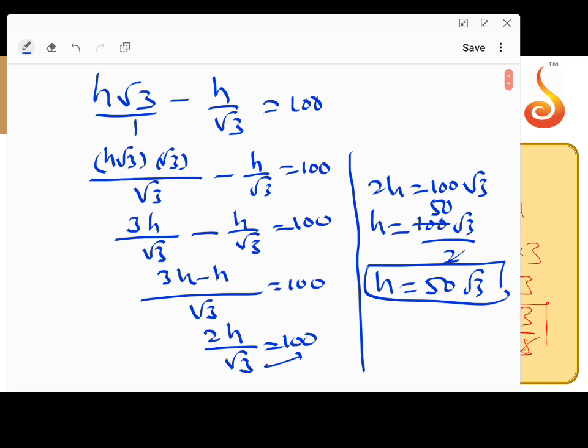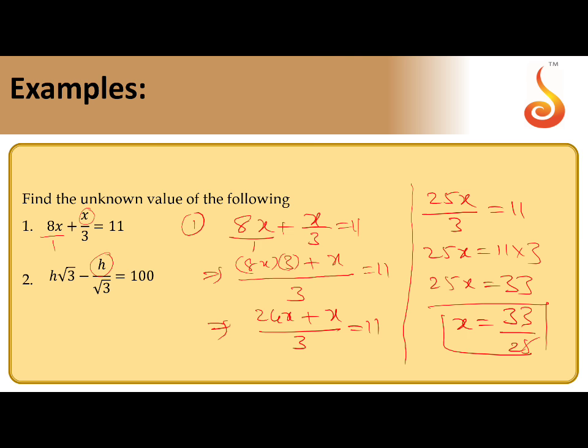Understand? First of all, make them equal denominators. Here you want root 3, multiply and divide by root 3, and multiply h root 3 into root 3, that is root 3 square, that gives 3h. And after denominators are equal, take the LCM and subtract the numerators. Simplify to get the value of h. I hope this is clear. Next.